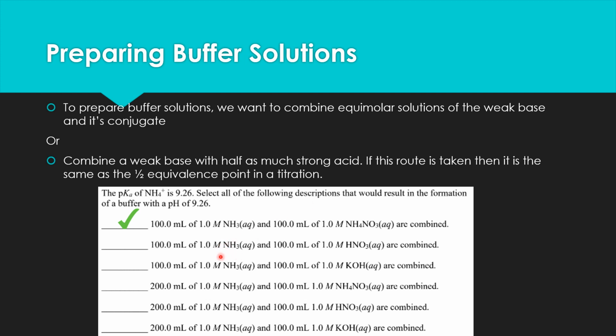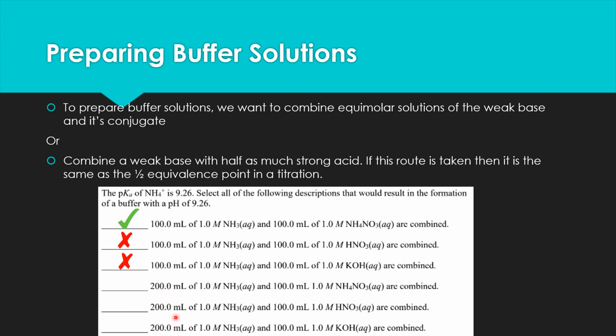Here we can see we have that weak base, same amount, and we are mixing it with a strong acid, HNO3. Now that strong acid would not work with this unless they were at that half equivalence point, so that one's not going to work. We've got here weak base with a strong base. So base and base are not going to work. We don't get our conjugate acid that we need.